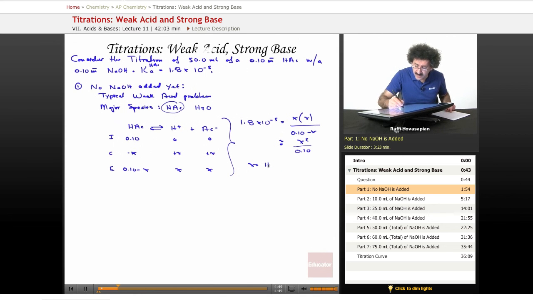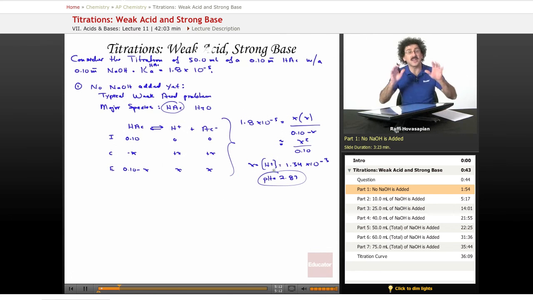And we get x equals, the H plus concentration is going to equal 1.34 times 10 to the negative 3, which implies that our pH is going to be 2.87. So we're going to start off with this pH of 2.87 before any base has been added to this solution. Okay.